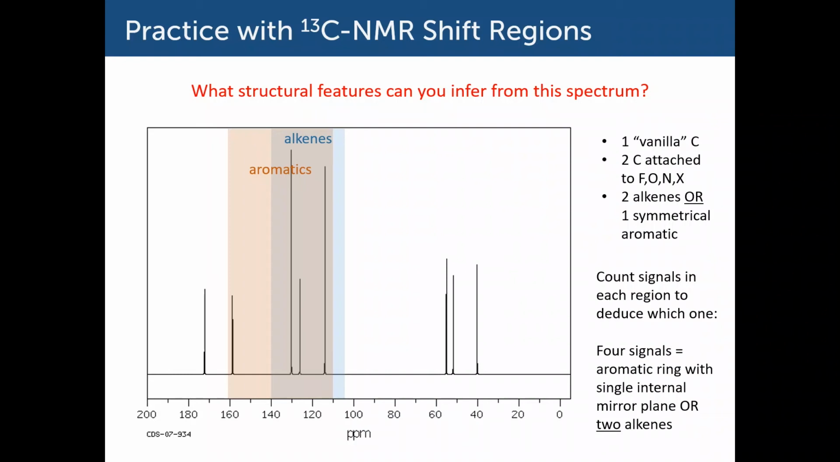So those are both possibilities. If you count 4 signals in the aromatic region, more times than not, this is an aromatic ring with a plane of symmetry, but it doesn't have to be, right? So we can't be conclusive here, but if it were me, I would hedge more toward a compound that contains an aromatic ring given this spectrum.